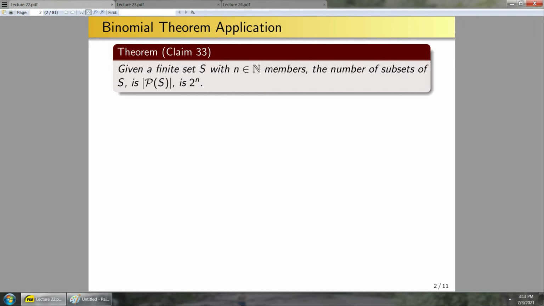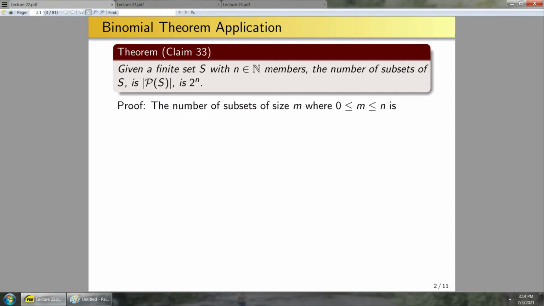In the last lecture I ended with talking about binomial theorem, and I promised that I'd give an application of binomial theorem to counting, so let's do this. Given a finite set S with n members, the number of subsets of S, denoted by this quantity here, is 2 to the n. So how would I go about computing the number of subsets of a set S?